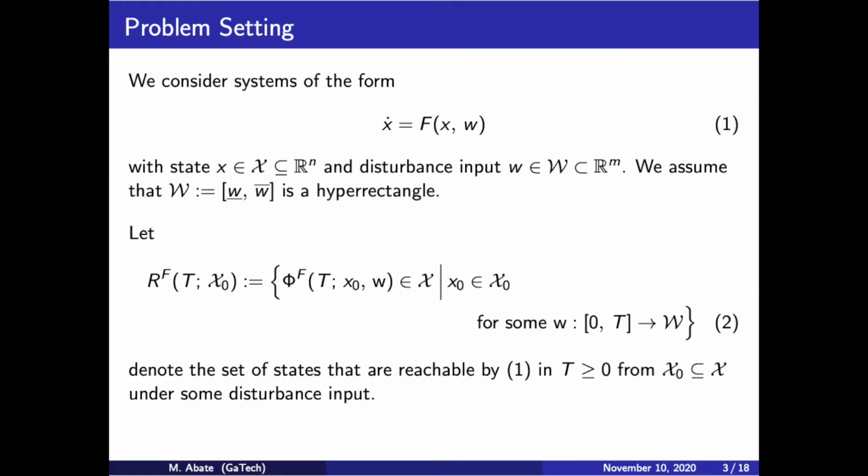So in this work we consider systems x dot is equal to f of x and w as in equation 1, where x is the state and w is the disturbance input. And we assume that the space of disturbance inputs is a hyperrectangle. Additionally, we denote by equation 2 the time t reachable set of the initial system from some given set of states x naught. So this is the set of states which are reachable at time t from x naught under any given disturbance policy satisfying that w is in the disturbance set for all time.